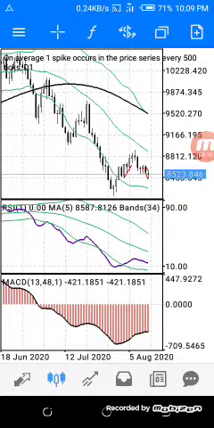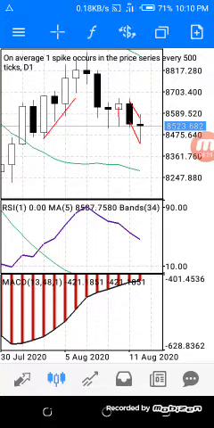Okay, I was trying to analyze this market. Let me just nudge this one so that you can see. Okay, so on the daily time frame, it's showing me that it is a sell signal.